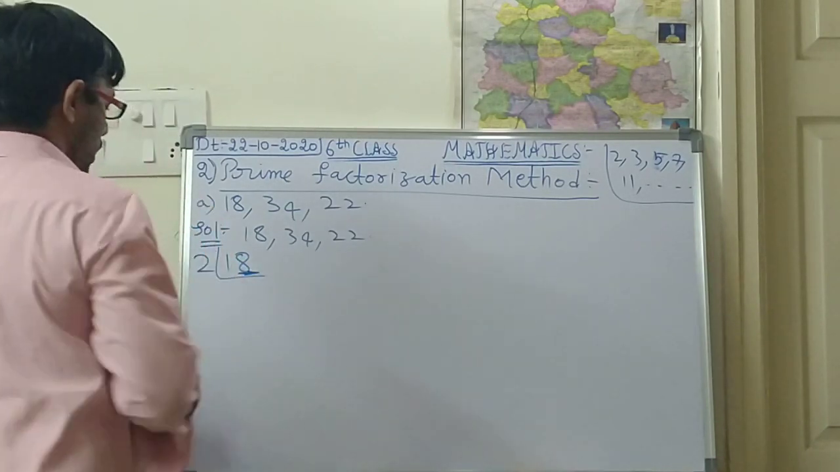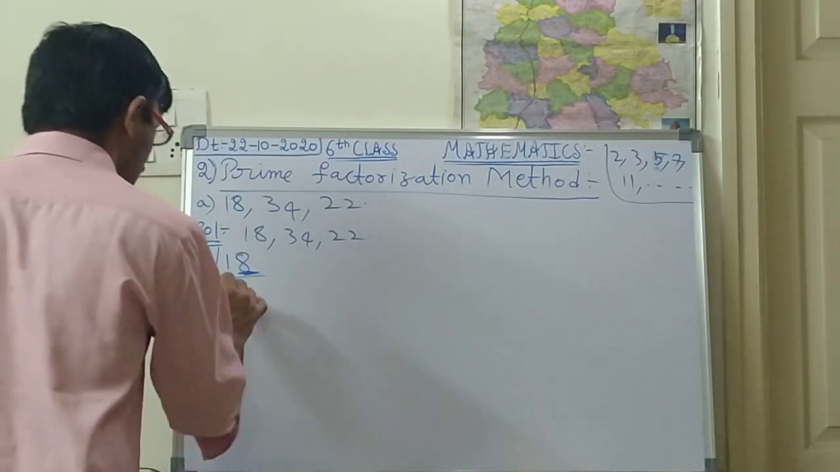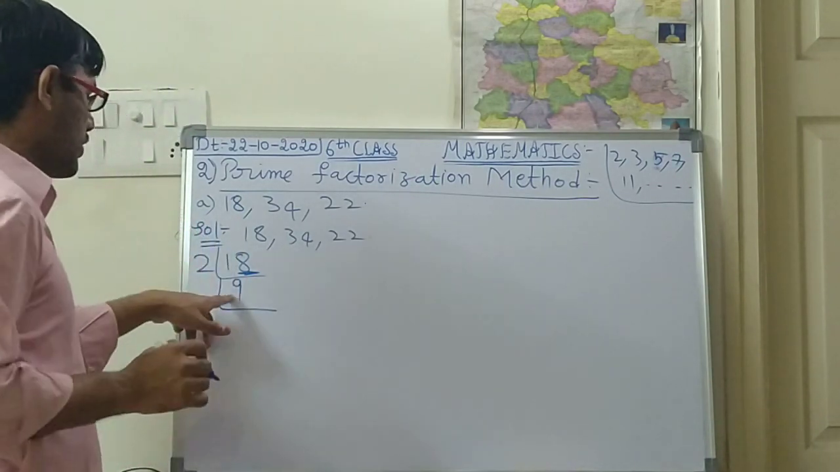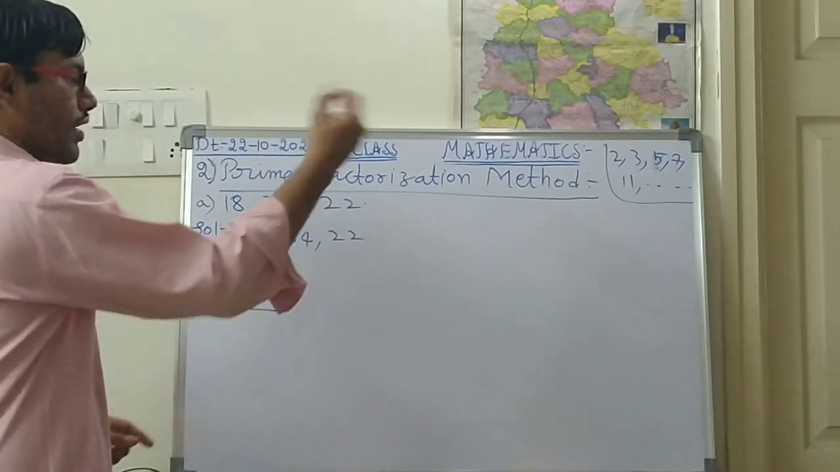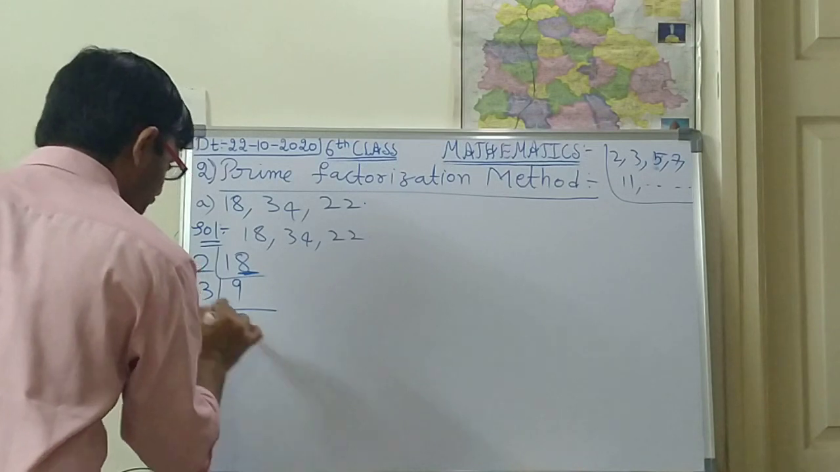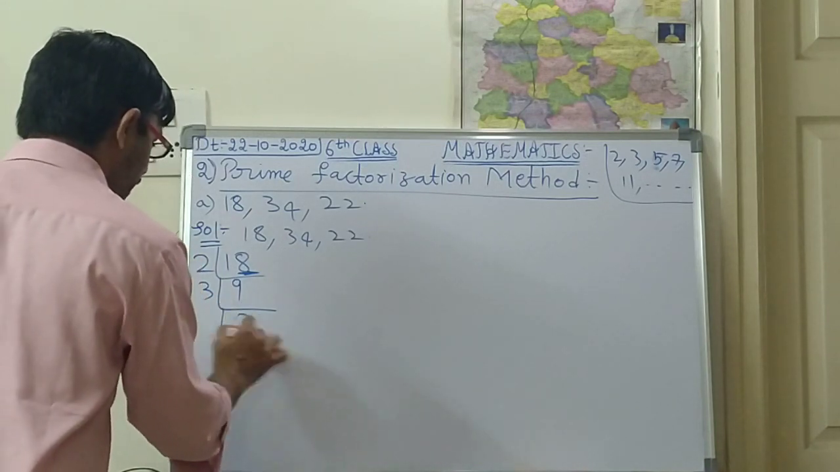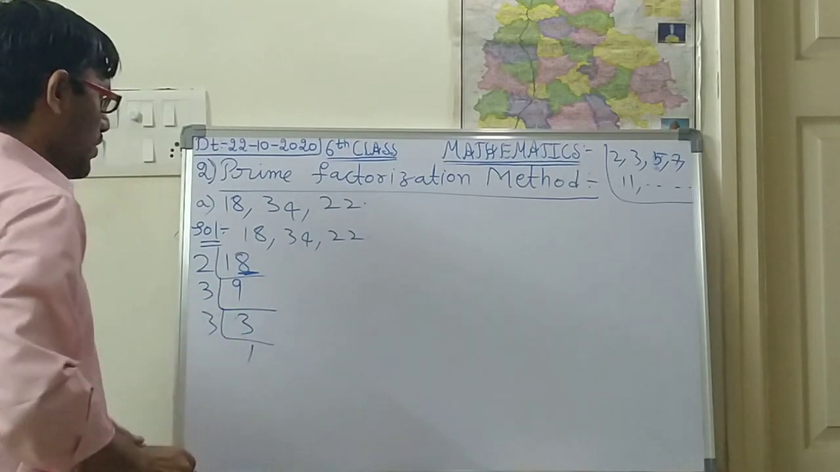In the 2 table, 18 goes: 2 nines are 18. Then next, 9, in which table will 9 go? The 3 table. In the 2 table it won't go, so the next prime number is 3. 3 threes are 9. Next again 3 ones are 3. So this is for 18.